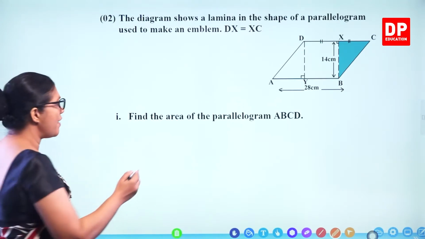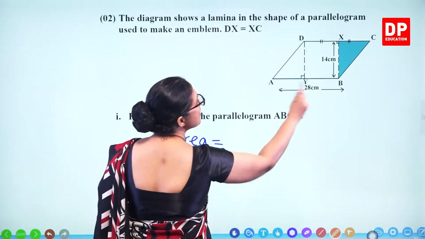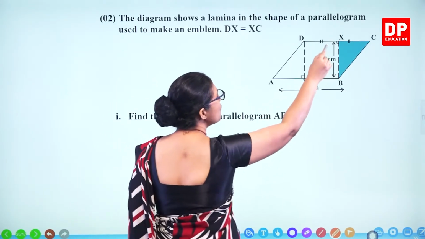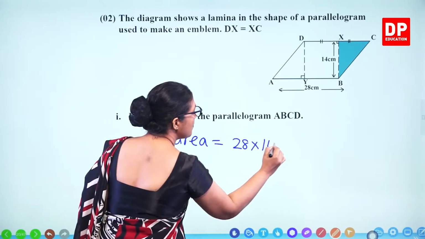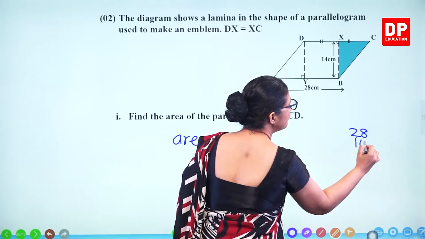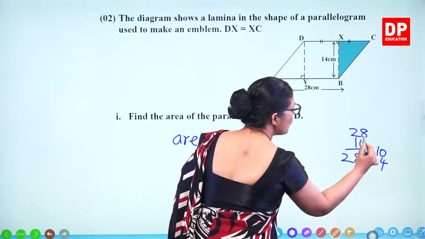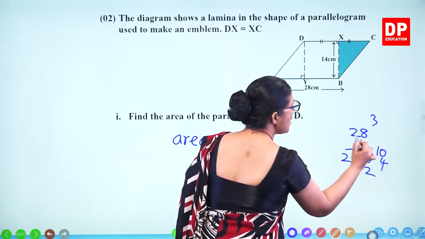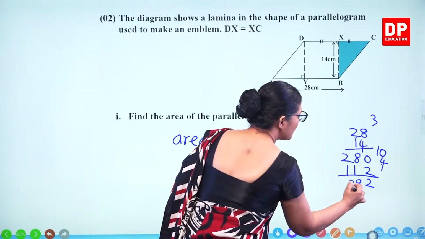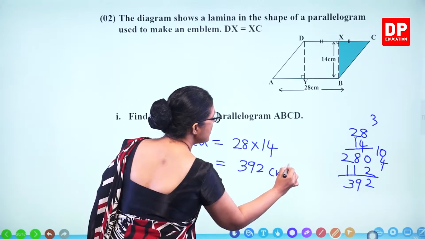So, how you find out the area? Length into perpendicular height, base. If base is 28, perpendicular height is 14. 28 into 14. Multiply. 10 and 4. 4 times 8, 32. 4 times 2, 8 plus 3, 11. 392 square centimeters.